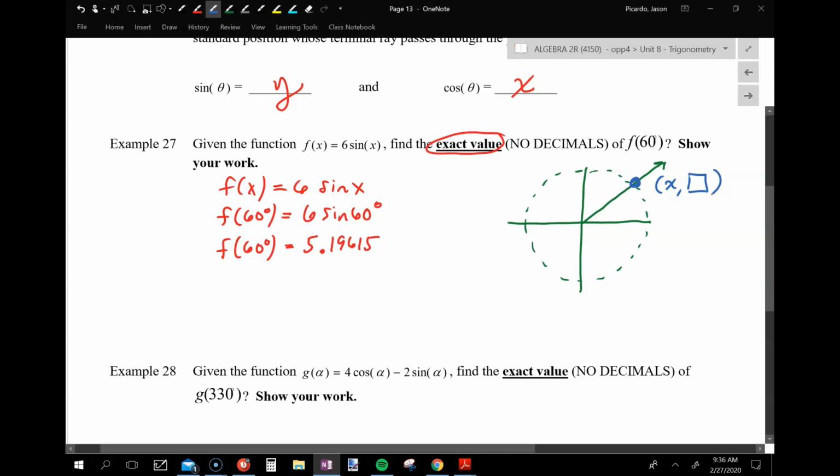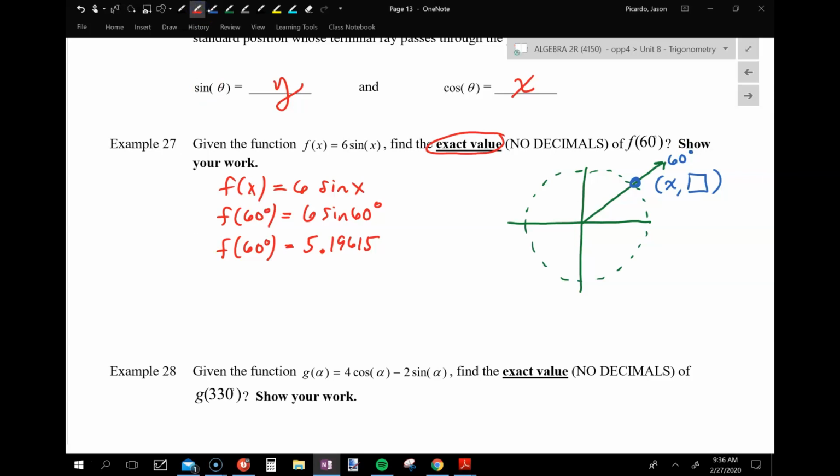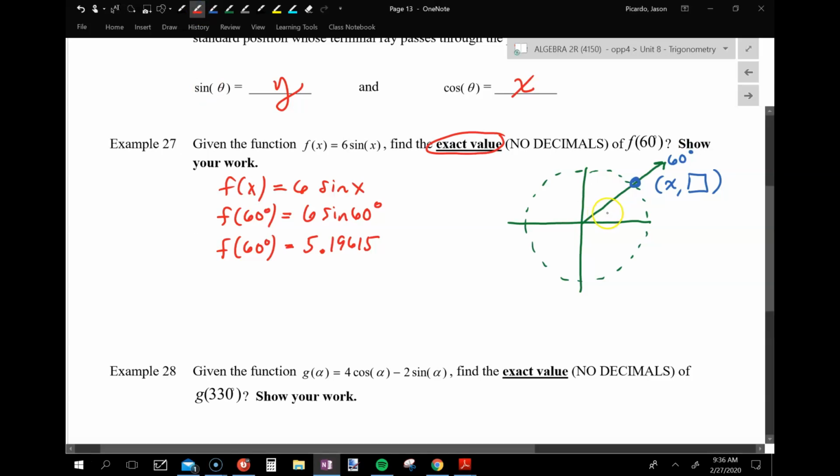Okay. So what's my reference angle if I'm at 60 degrees? Well, I either keep going forward to 180 or I go back to where I started, which is shorter. Going back to where I started, absolutely. So 60 degrees is my reference angle.